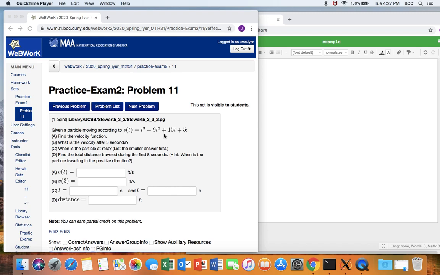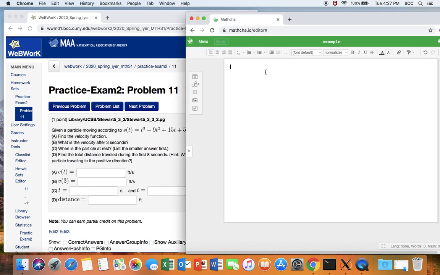Now when you see questions like this, it's better to look a little bit more and figure out what the units are. Aha, I see feet per second. That means s represents position in feet, which is what we write ft. And t represents time in seconds, which is represented by s in our problem.